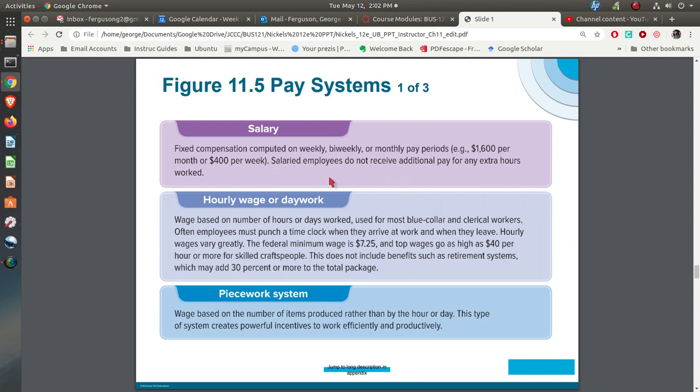And there's different ways of paying people. You could have a salary. In other words, it doesn't matter how many hours you work, you're getting paid the same amount per week, per month, whatever. Could be hourly, or days. In other words, you work a certain number of hours, you get paid X amount per hour. Maybe you have a piecework system. In other words, you get paid X number of dollars for every Y number that you produce.